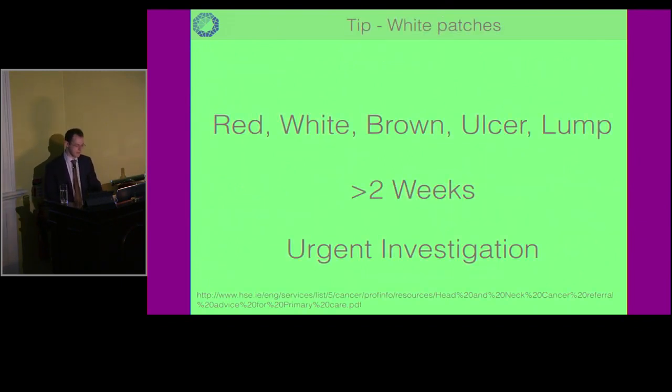So that's the final kind of tip in white patches. Any unusual pathology that's there for more than 2 weeks without an obvious cause needs urgent investigation. So a lump, a hard area, a white patch, a red patch, a brown patch. If it's not getting better after causes have been removed or there's no obvious cause, then that needs follow-up straight away.